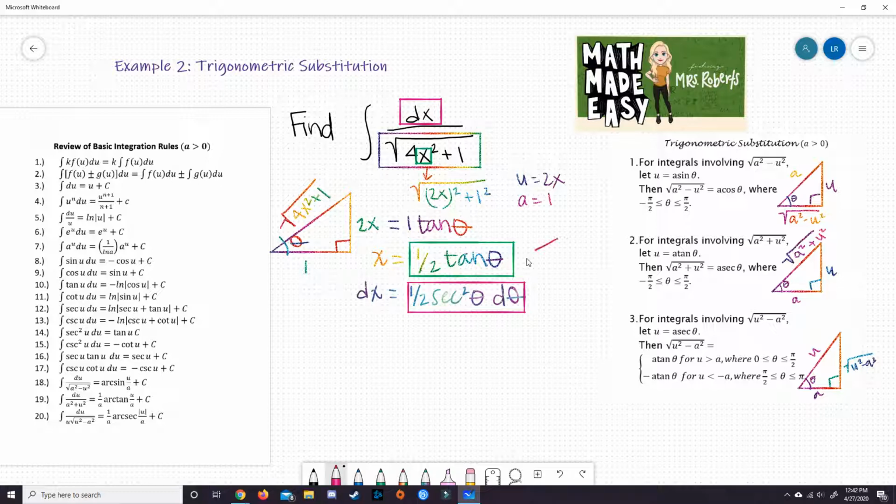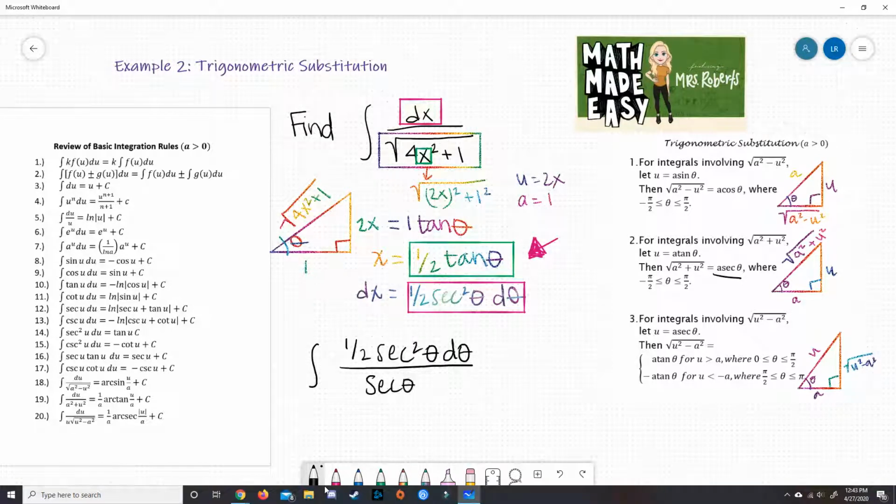So this piece we actually don't need because the rule tells us what we're going to replace it with, except to get us what our dx is going to be. All right, so let's go ahead and rewrite this. We're going to have the integral of dx, which is now 1/2 secant squared of theta d theta over, well, this tells me right here that the square root of a squared plus u squared is just a secant of theta, and a is 1, so this is just going to be secant of theta.